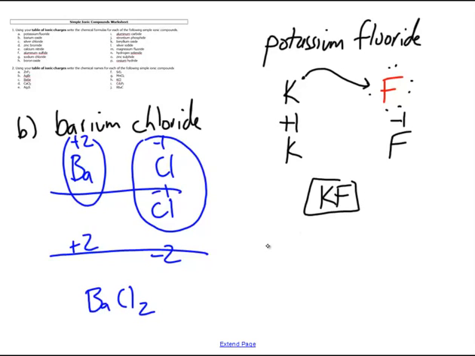I'll show you another one and give you another method for taking words and putting them into chemical formulas. So C is silver chloride on your sheet.